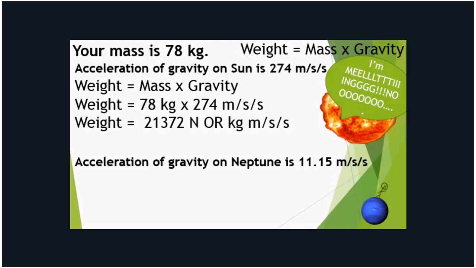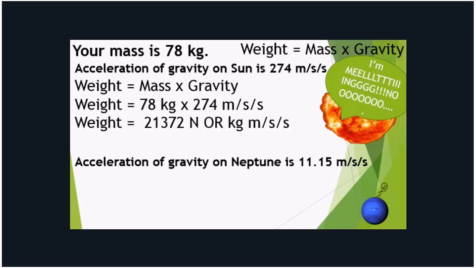We're going to compare your gravity on the sun compared to another planet. We're going to look at Neptune. Neptune's acceleration of gravity is 11.15 meters per second. This is a bigger number compared to Earth. Earth is 9.8, which is something we're going to use a lot next chapter. But it's bigger because Neptune is more massive, meaning it has more mass, which increases its acceleration due to gravity.